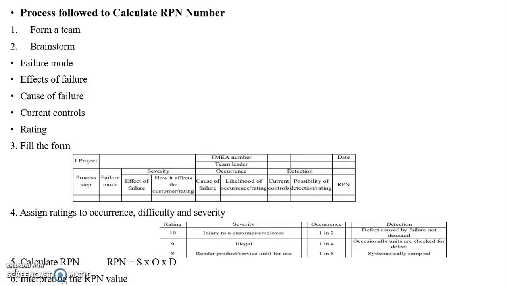These are some terminologies used in FMEA. And the next is the process followed to calculate the RPN number. RPN is risk priority number. It is a mathematical product of the seriousness of the group of effects, that is severity; the likelihood that a cause will create the failure associated with those effects, that is occurrence; and the ability to detect the failure before it gets to the customer, that is detection. The equation for RPN is S into O into D. S is severity, O is occurrence, and D is detection.